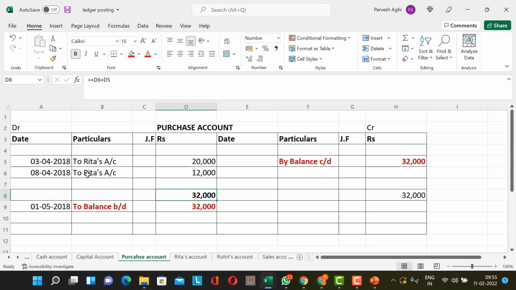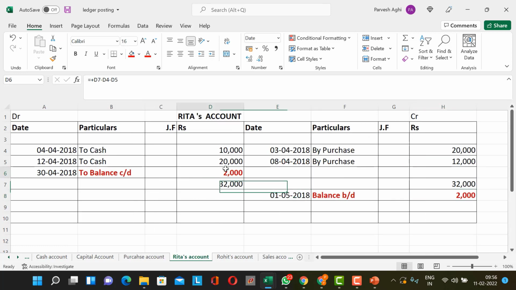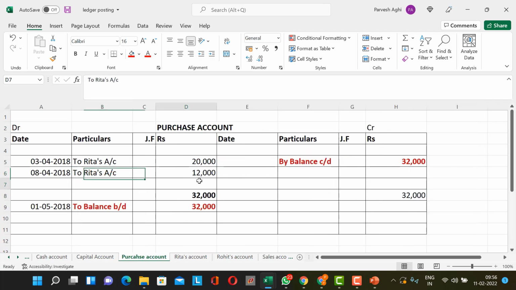So the moment you see the purchase account, you'll find Rita has supplied goods. Then you will go to Rita's account and ask, how much money is payable to Rita? 2,000, because 10,000 and 20,000 were paid to her, so only 2,000 is balance. This 2,000 is payable to Rita. But Mohit is saying that we don't have to pay any money. Then as a lawyer, you will say, as per your own books of account, 2,000 stands payable because it has a credit balance. So why are you disputing this amount? You got me? Is it clear?